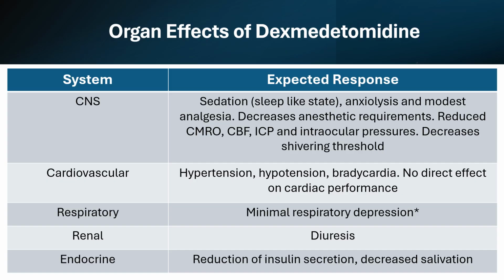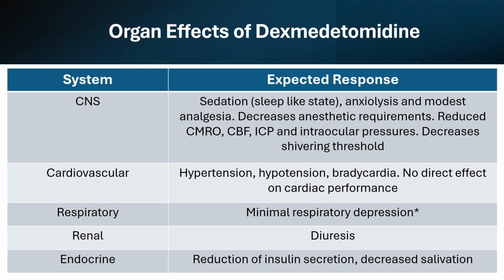Let's discuss the organ effects of dexmedetomidine. We'll start with the central nervous system. It leads to a sleep-like sedation, anxiolysis, and modest analgesia. It is associated with decreased anesthetic requirements, reduced cerebral metabolic rate, cerebral blood flow, and intracranial and intraocular pressures. Similarly to clonidine, it leads to a reduced shivering threshold.